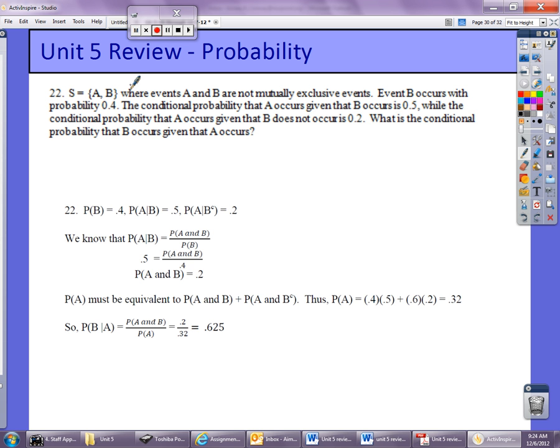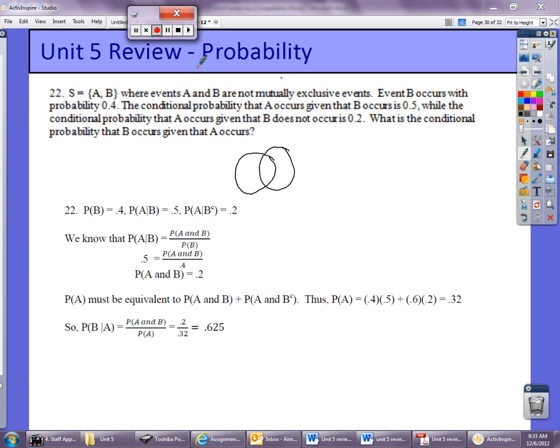For problem 22, your sample set is A, B. Events A and B are not mutually exclusive, meaning that there is an overlap between them. So it looks like this. Event B occurs with a probability of 0.4. The conditional probability that A occurs given B occurs is 0.5, while the conditional probability that A occurs given B does not occur is 0.2.